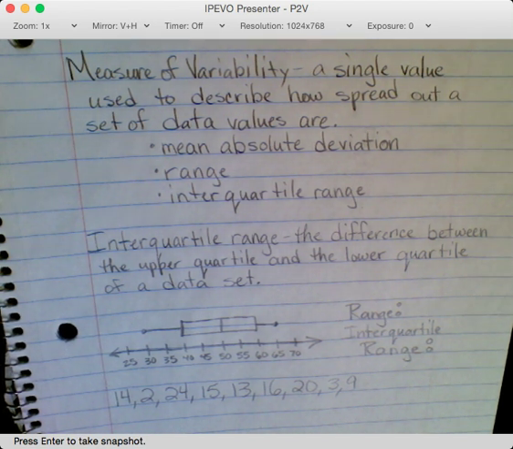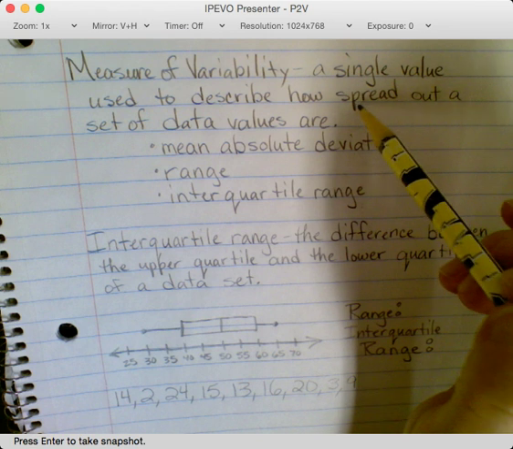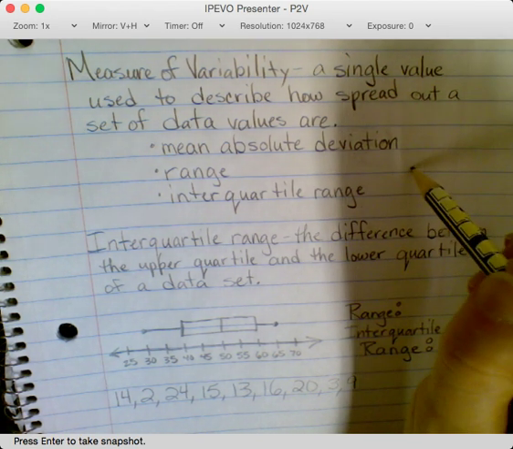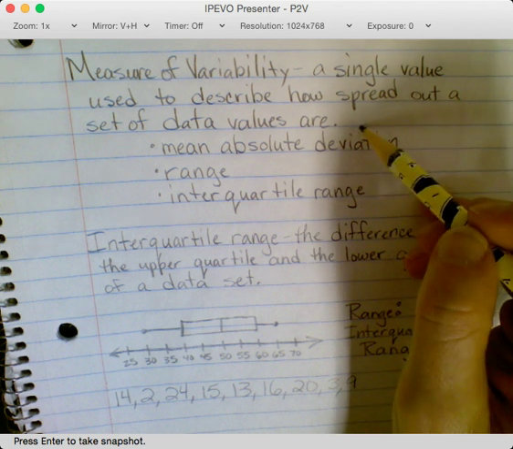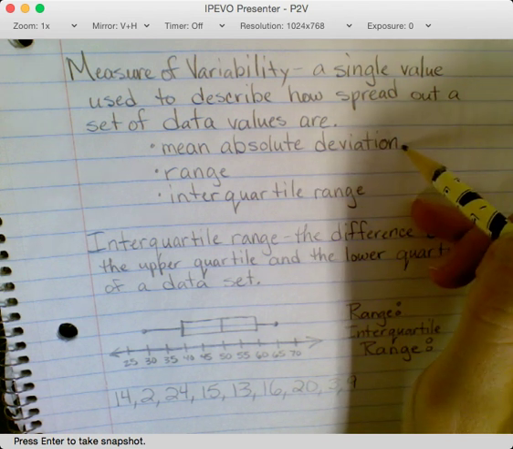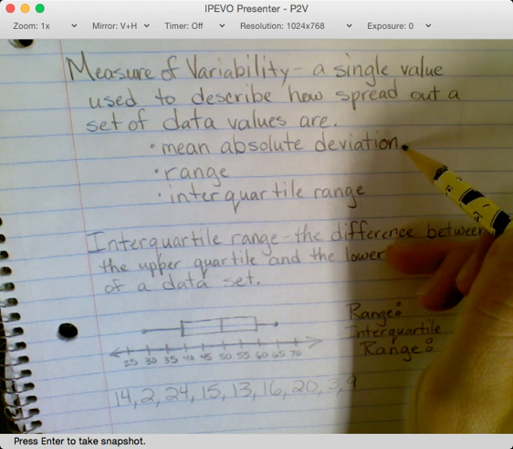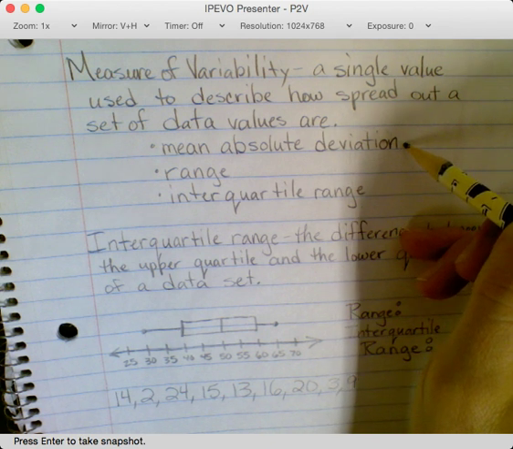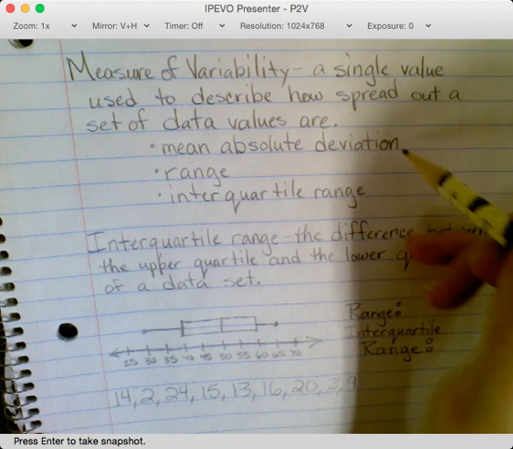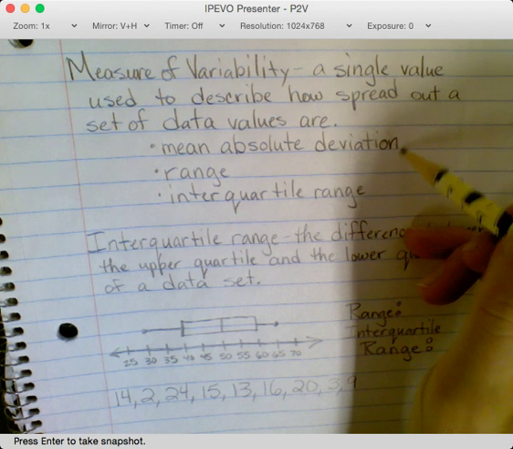And this is actually something we have talked about some of them already in the past, but I want to go over them a little bit more. So a measure of variability is a single value that is used to describe how spread out a set of data values are. My previous video that I just got done doing was about mean absolute deviation. That is one measure of variability, and if you need more information on that, go back to that video.